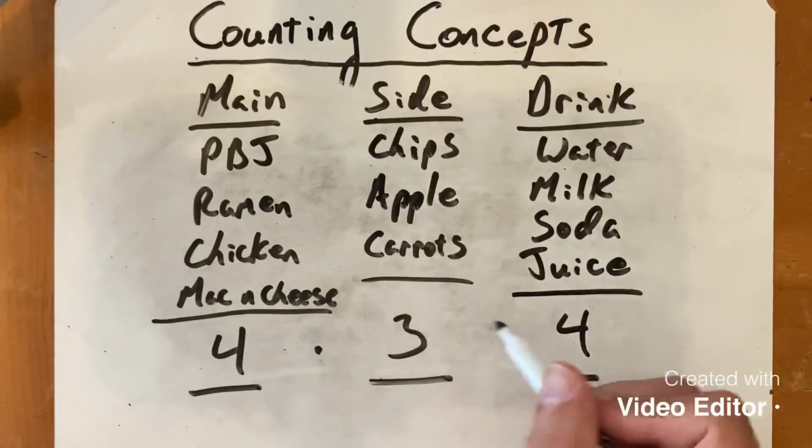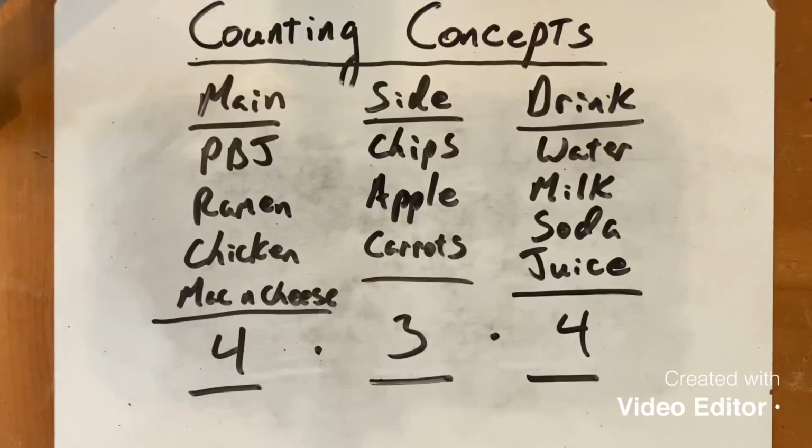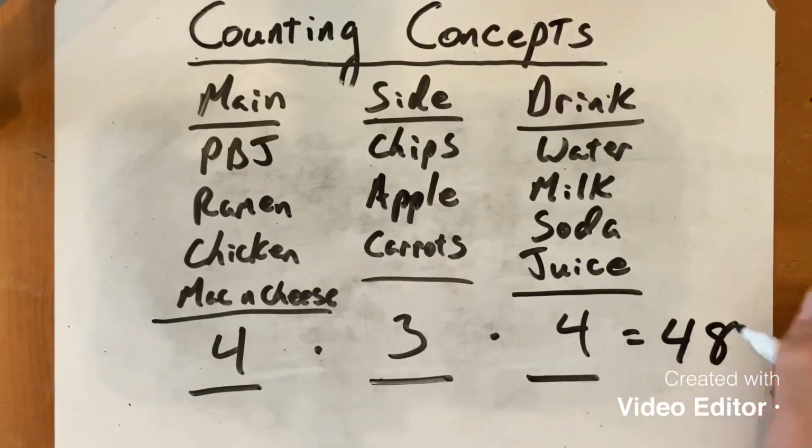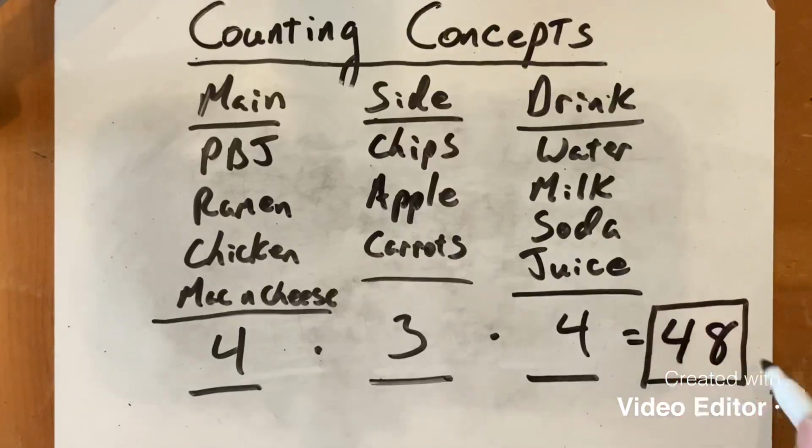So if I multiply those 3 together from each category, 4 times 3 is 12, and then 12 times 4 is 48. So that gives me 48 possible combinations that I can put together for lunch each day. That should keep you pretty busy, even though you're locked up and can't go to the store.